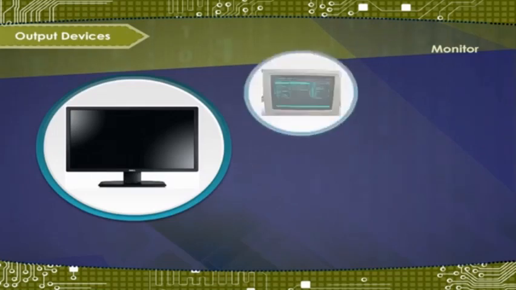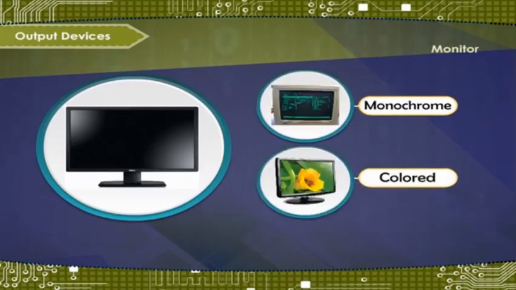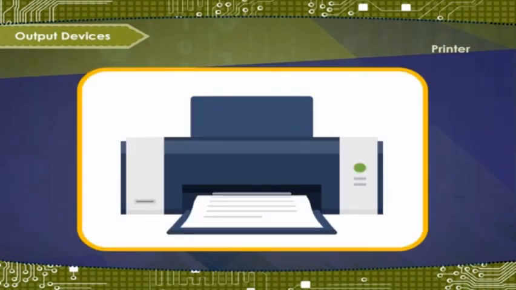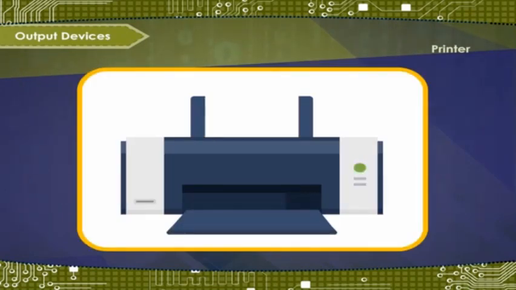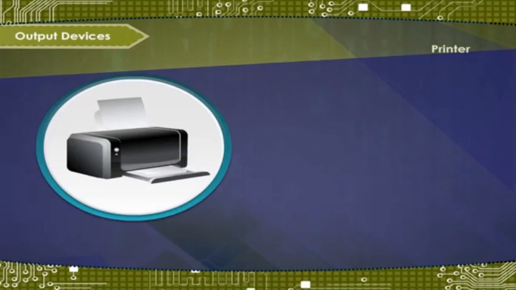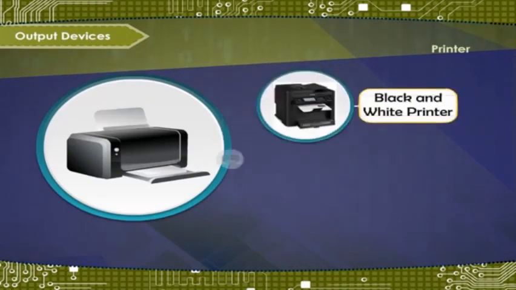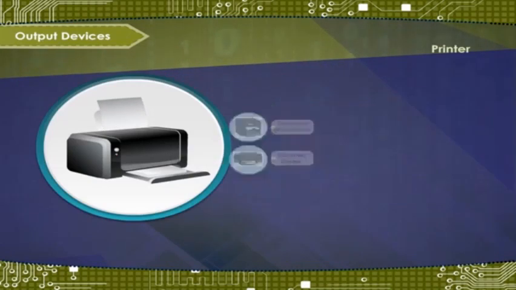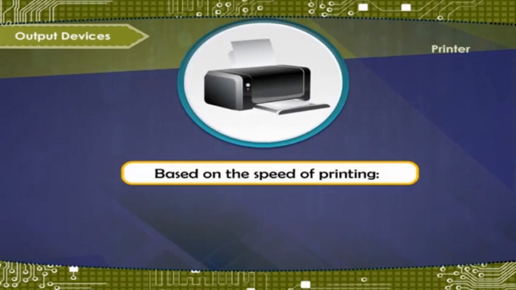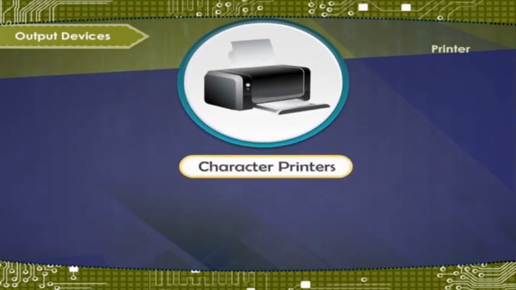A monitor can be either monochrome or colored. Printer. Printer gives the output in printed format. The printed output is called the hard copy. The printer can be either black and white or colored. The printers are classified into different types based on the speed of printing.